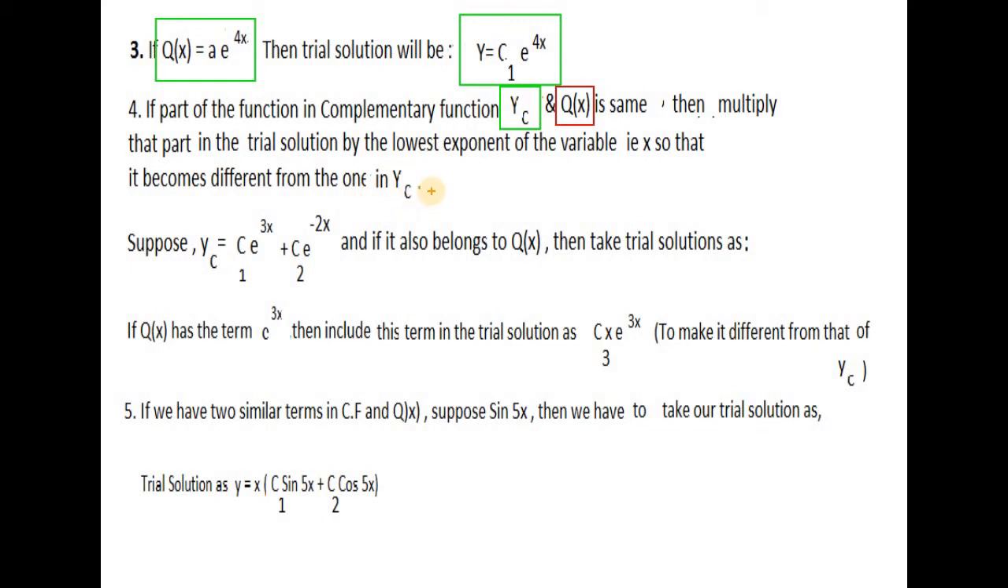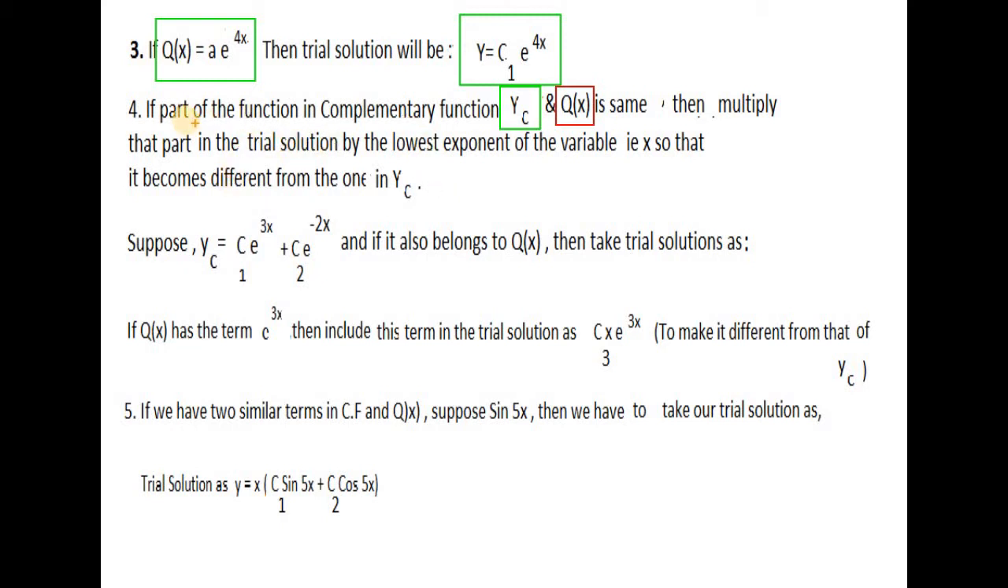Whenever we see any term in yc and that term also belongs to q, then during generalization of q to choose our trial solution, we will multiply that term by the lowest exponent of the variable x, or t, whatever we have in function q.